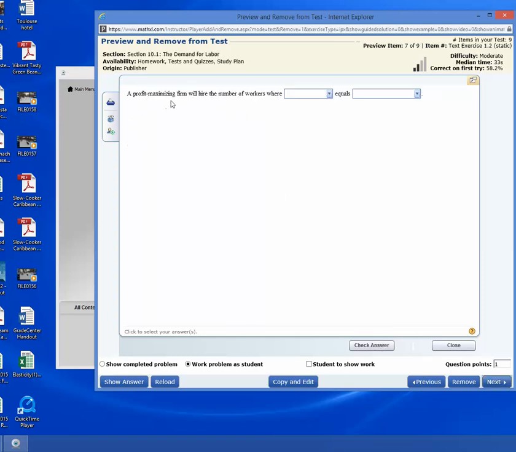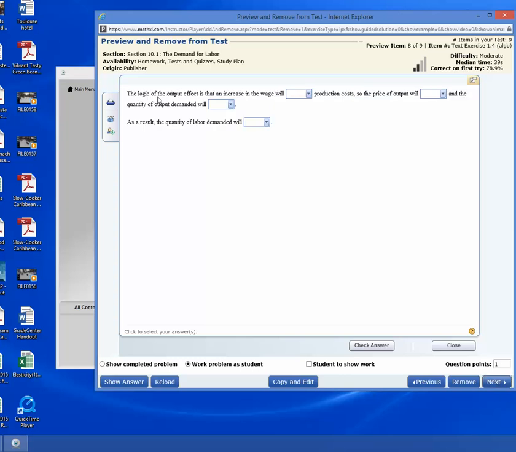A profit maximizing firm will hire the number of workers where, and again, here we're looking at the cost, right? So workers, how you figure out workers' cost, it's their wages, right? And equals the marginal revenue of the product, not profit, but product, right? Marginal revenue. Let me check my answer. That is okay.